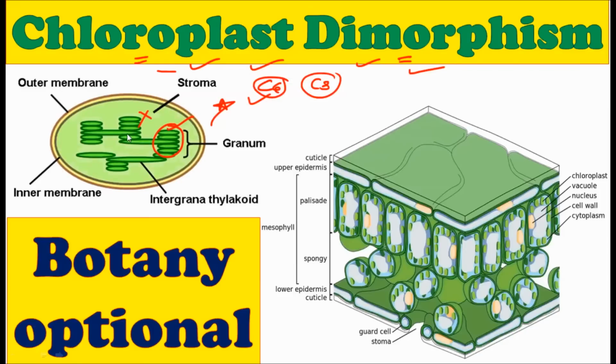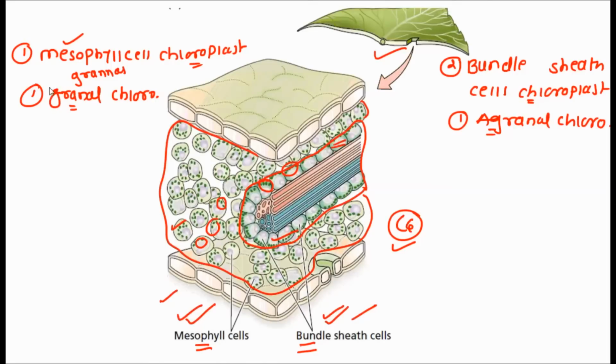All right. So when there is a presence of grana, it is called granular chloroplast, and when there is absence of grana, it is called agranular chloroplast. The granular chloroplast is found in the mesophyll cells, while the agranular chloroplast is found in the bundle sheath cells.